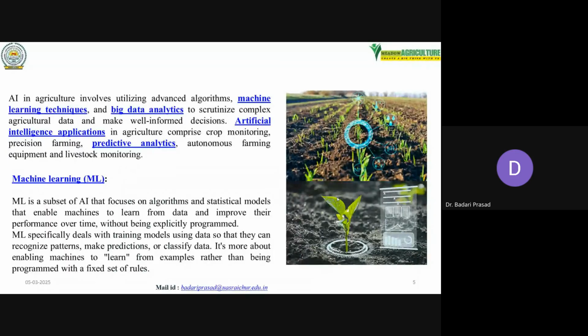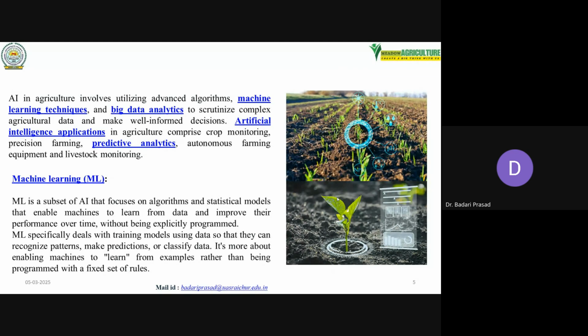Machine learning specifically deals with training models using data so that they can recognize patterns, make predictions, and classify data. It is more about enabling machines to learn from examples rather than being programmed with a fixed set of rules. In agriculture, nothing is a thumb rule. Our forefathers just did this particular crop, and did not need such things.